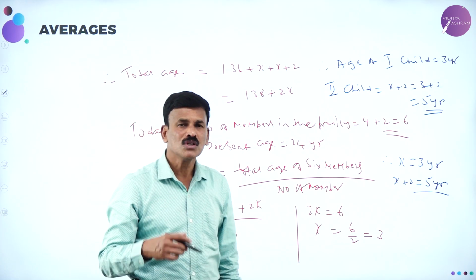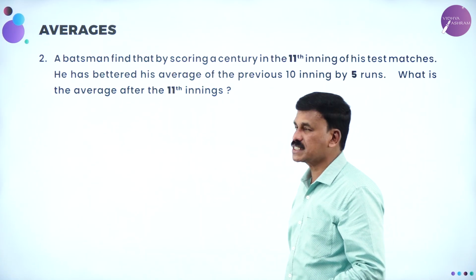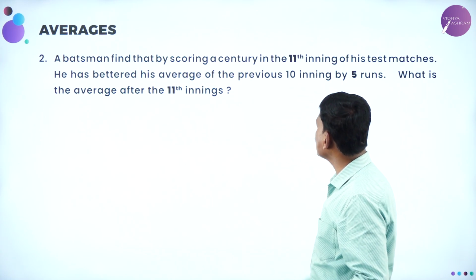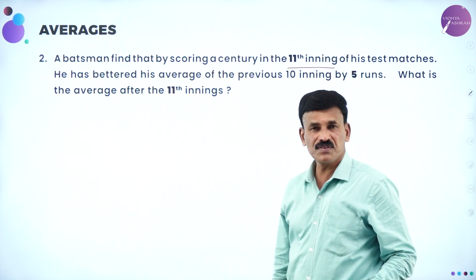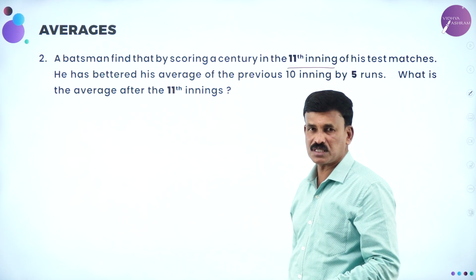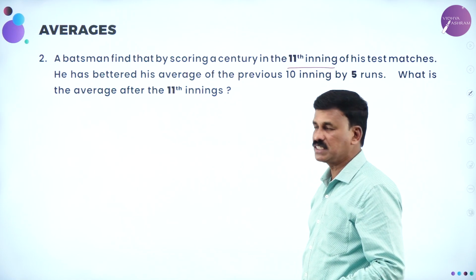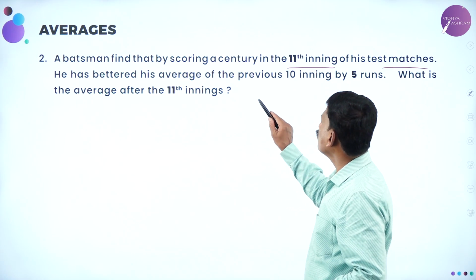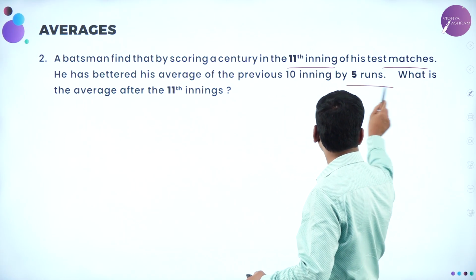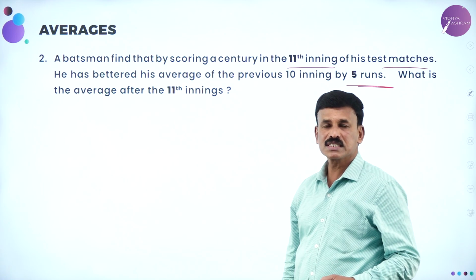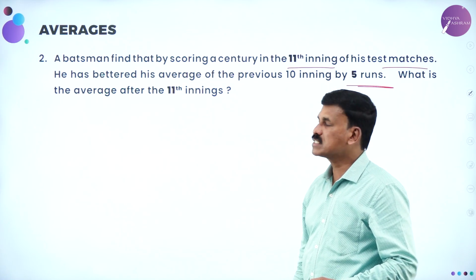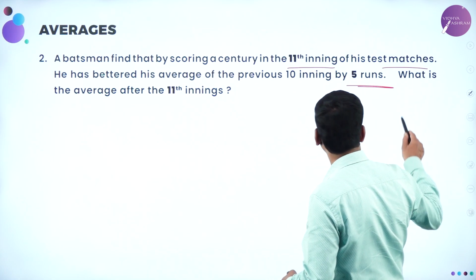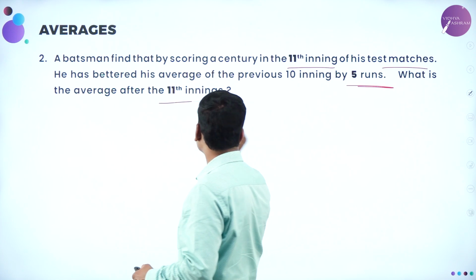Hope you followed. Right. Now, let's move on to the next problem. This is an important and simple problem. A batsman finds that if he scores a century, 100 runs, in the 11th inning of his test matches, his average will be better than the previous 10 innings by 5 runs. Then, what is the average after his 11th inning?